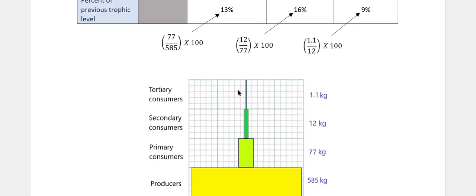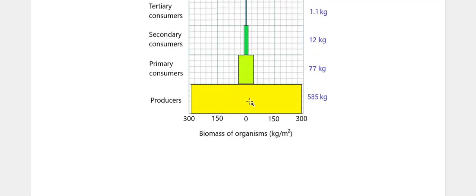The way we graph that is a little unique, so I want to show you how this graph works. On the x-axis we put the label biomass of organisms, and then we put 0 in the middle, and the reason we do that is we want to stack our pyramid so that each bar is centered. The way this works is we take this 585 and we basically split it. So half of that is going to the left of 0 and half of that is going to the right.